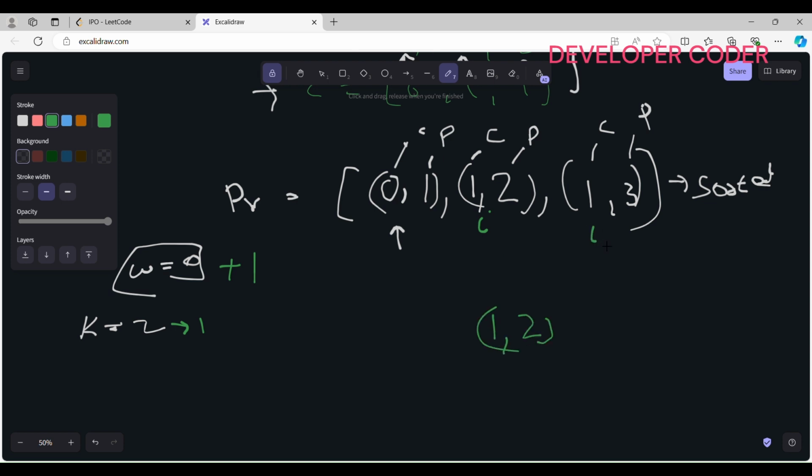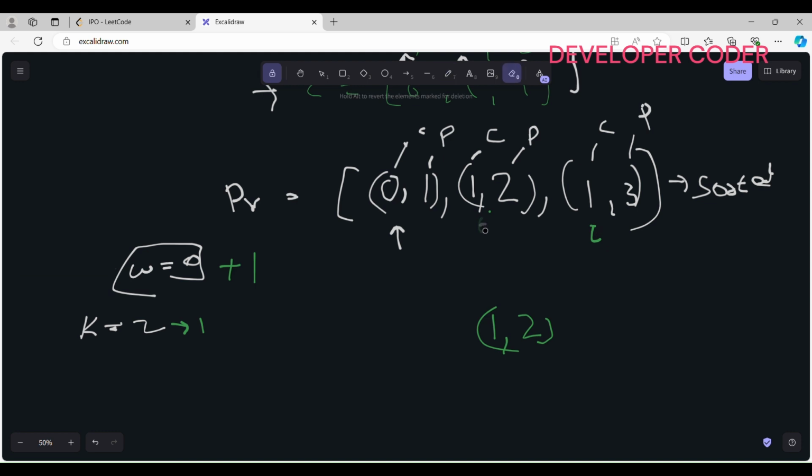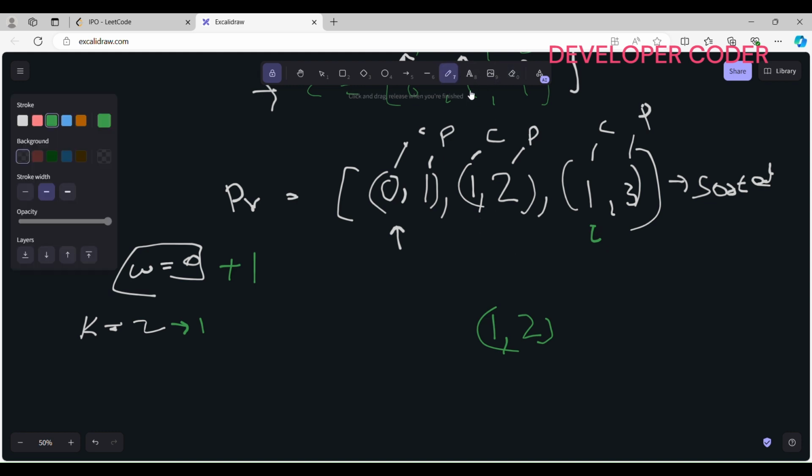Now my I moves to this position. Okay, so can I work on this project? Yes, I can work on this project because here also I need a capital as 1. Okay, so let's write it.